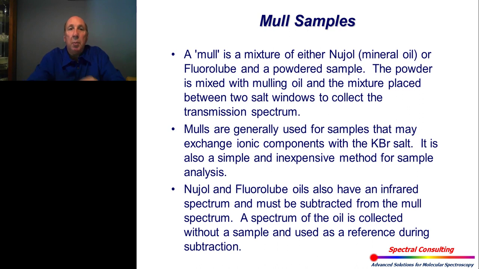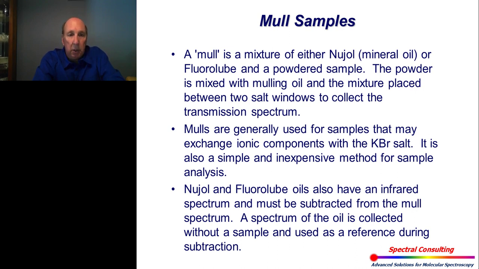So mull samples is another technique that can use your powders. Basically, it's a mixture of either Nujol mineral oil or Fluorolube, which is another good lube material, and a powdered sample. The powder is mixed with the mulling oil, and then the mixture is placed between the two salt windows to collect the spectrum. Generally, mulls are used for samples that can exchange ionic components with the KBr salt. It is also a simple and inexpensive method for sample analysis.